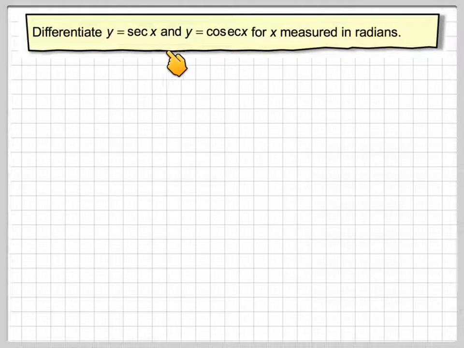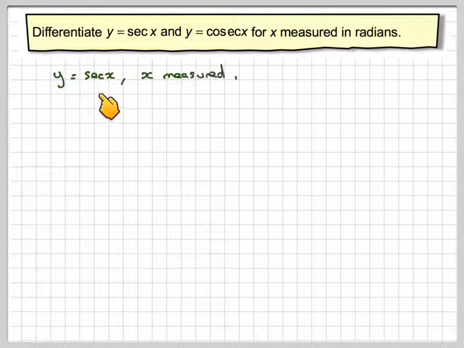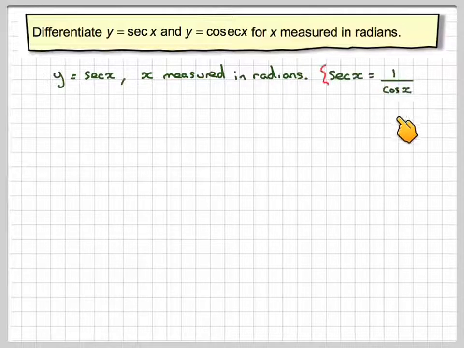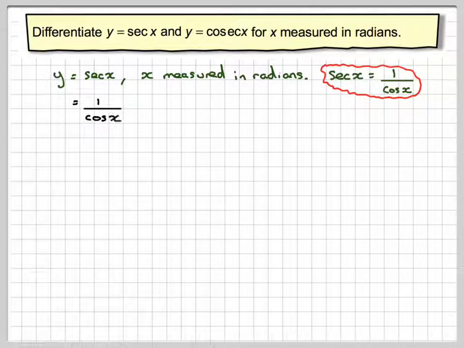Differentiate y is equal to sec x and y is equal to cosec x, for x measured in radians. So we've got y is equal to sec x, x measured in radians. Now we should know that sec x is 1 over cos x, so we'll rewrite that as 1 over cos x, and we'll rewrite it as cos x to the minus 1. Now I'm not going to write cos to the minus 1 of x, because that actually has a different meaning. This actually means take the reciprocal of cos x, which is 1 over cos x.